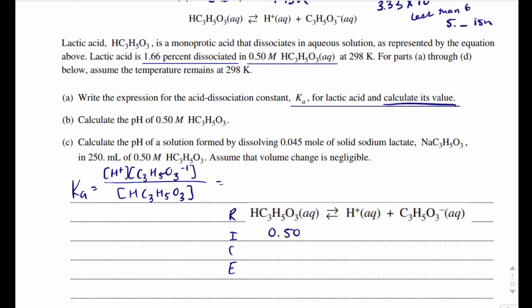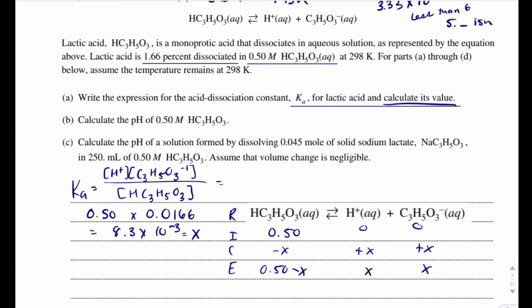This is 0.50 minus x, 0.50 minus x, 0, 0, plus x, x, and x. And what I know is that 1.66% of my original dissociates. Well, x is the amount that it's dissociating. And so what I can do is take 0.50 times 1.66%, or what I would probably plug into my calculator is times 0.0166, and what I get is 8.3 times 10 to the minus third, and that equals x.